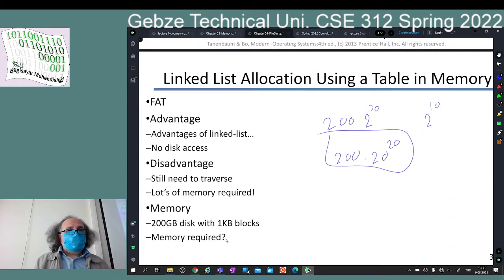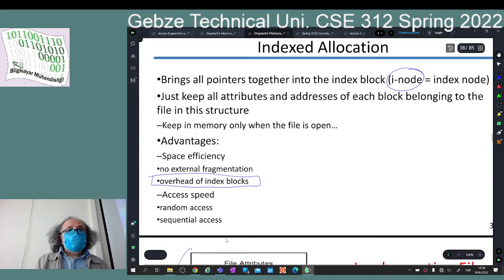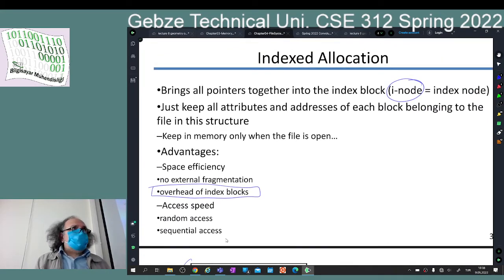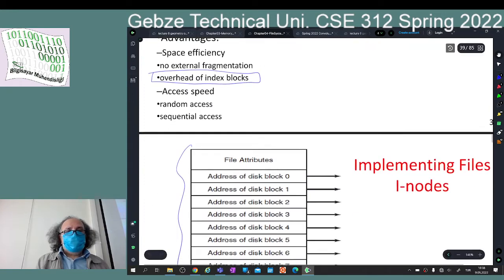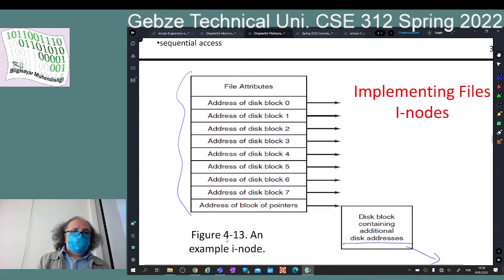Then we have invented this index allocation. It's like the file allocation table, but for each file you have an inode, index node, and you keep that in your memory when the file is opened. Otherwise, you keep these nodes, inodes, on the disk. And since these inodes, index nodes, are special blocks, are special.